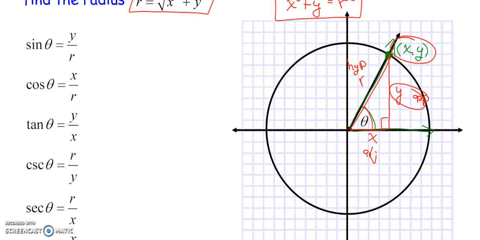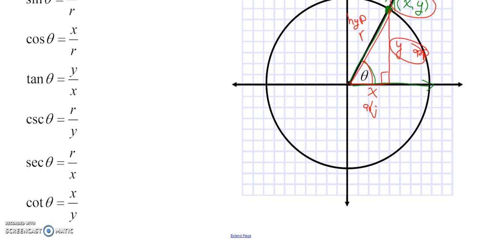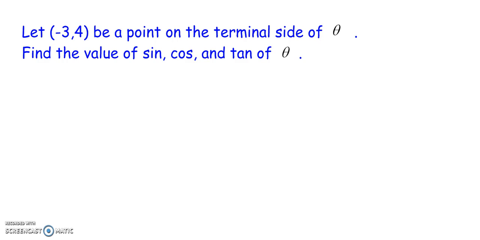We used to say tangent is opposite over adjacent. Well, now we're going to call it y over x. And then for cosecant, secant, and cotangent, it's all just the reciprocals, similar to how we have learned in the past. So let's take a look and see how one of these problems work out.